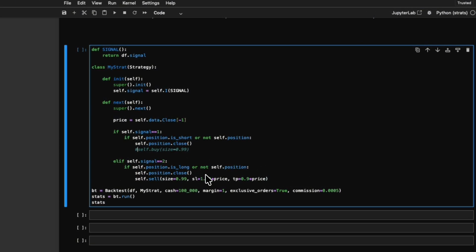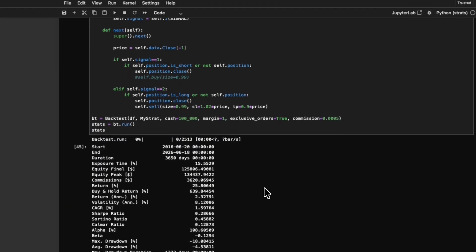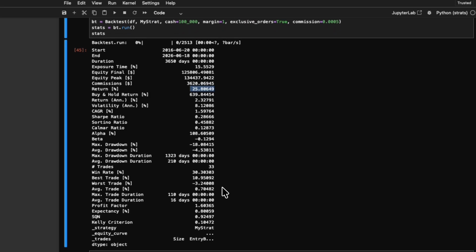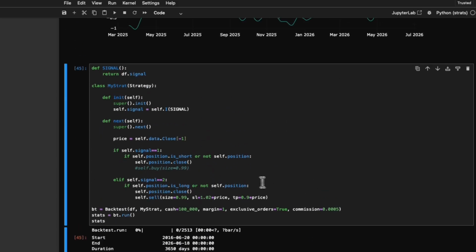And I'm just going to comment out the buy for a second. Yeah, there we go. So this is just the shorts now. You're in the market 15% of the time, makes a small profit, which is good. A compounding strategy really benefits from that. Drawdown's pretty horrific. 33 trades and you don't win a lot. But your worst trade only lost you 3.25 and your best trade made you 10%. So not bad. In fact, we're going to keep that.